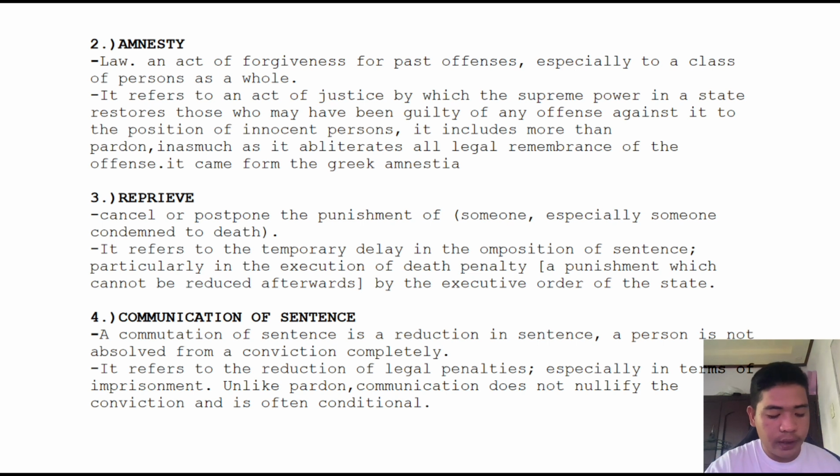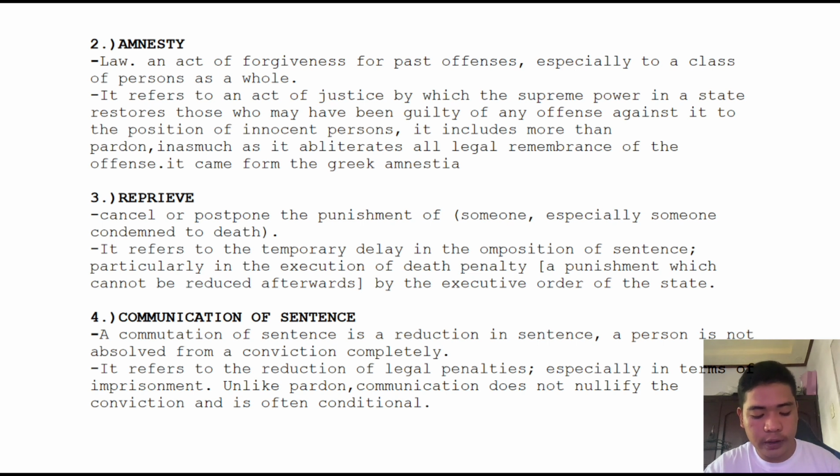And the number 3, reprieve. It refers to temporary delay in the imposition of sentence, particularly in the execution of death penalty. A punishment which cannot be reduced afterwards by the executive order of the state. Ang reprieve naman po, ang ibig sabihin po nito, kanselahin o ipagpaliban ang parusa.